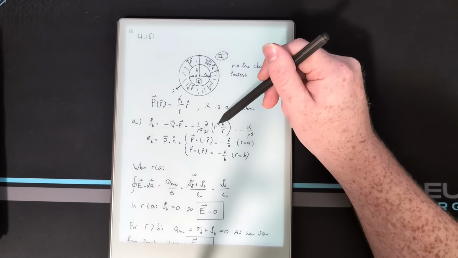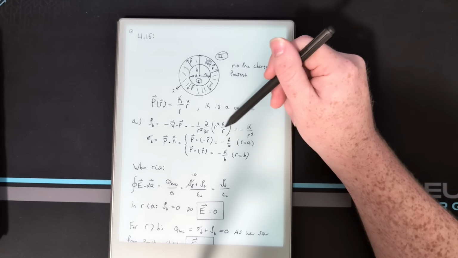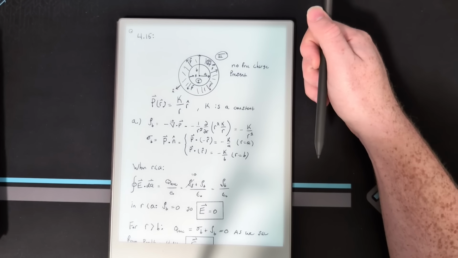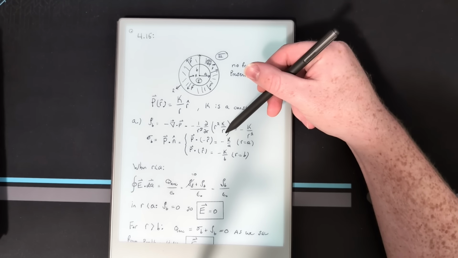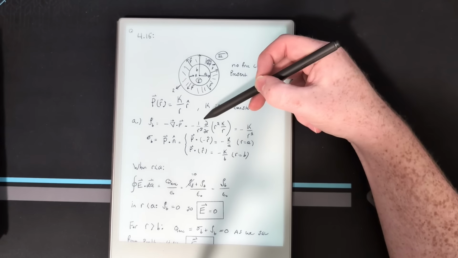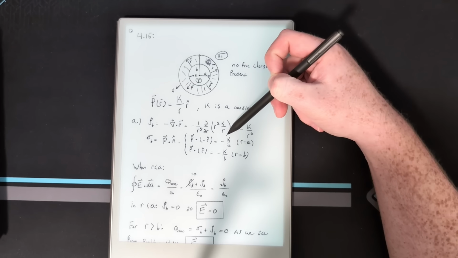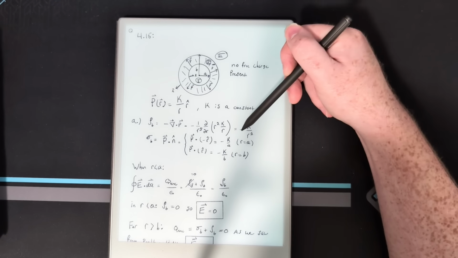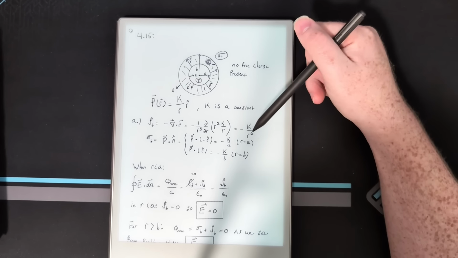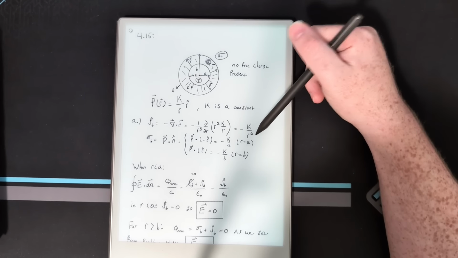So that r squared is going to cancel the r on the bottom. We have kr, and you take the derivative of that, which is just k. And then we have this minus 1 over r squared. So we get minus k over r squared as our volume bound charge.